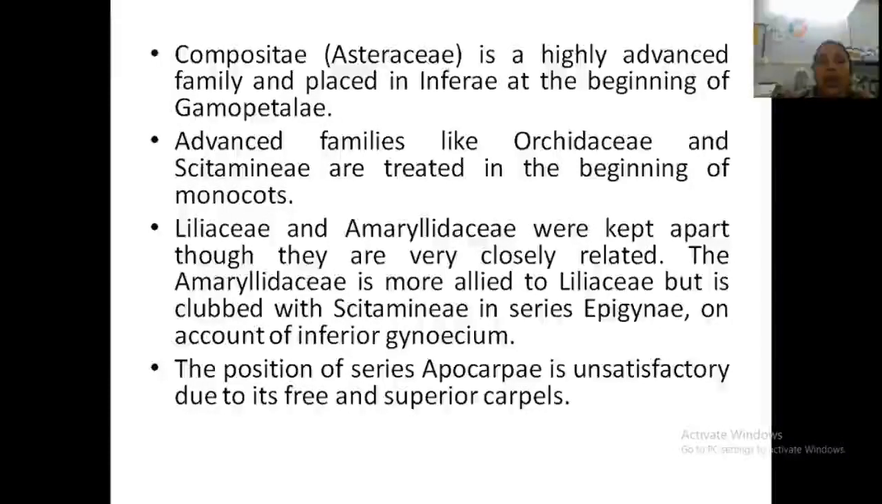Clear? Now another demerit is that Compositae, highly advanced, is placed in Inferae at the beginning of Gamopetalae. So that's an advanced one, but it's kept at the beginning. And another one is that families like Orchidaceae, coming under Monocotyledon, are also kept at the beginning of Monocotyledon, though they are considered advanced. Another example is Liliaceae and Amaryllidaceae. They are kept apart, but actually they are closely related. That's also another disadvantage. Then the position of series Apocarpae in Monocotyledons is unsatisfactory because it has free and superior carpels.